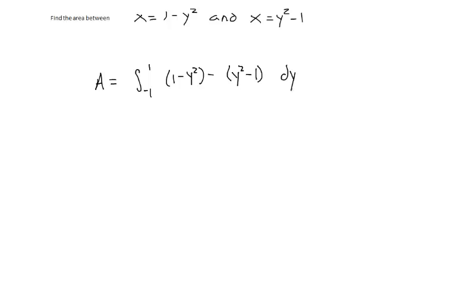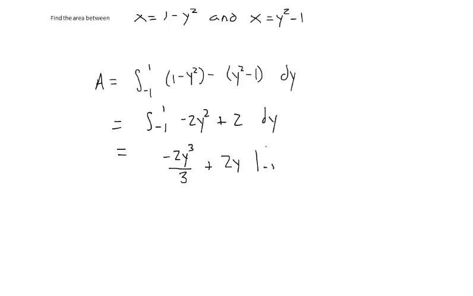dy, because we're horizontal. And now I'm going to simplify before I integrate and evaluate. So I'm going to combine my constant terms and my y squared terms. So I have negative y squared minus a y squared, or negative 2y squared. And I have 1 minus a negative 1. So I have positive 2 dy. And now I'm going to integrate. So I get negative 2y cubed divided by 3 plus 2y evaluated from negative 1 to 1.